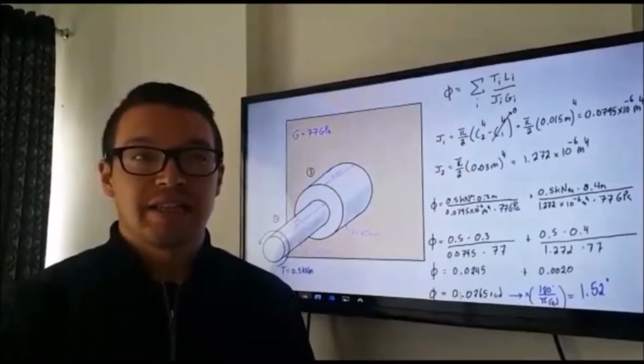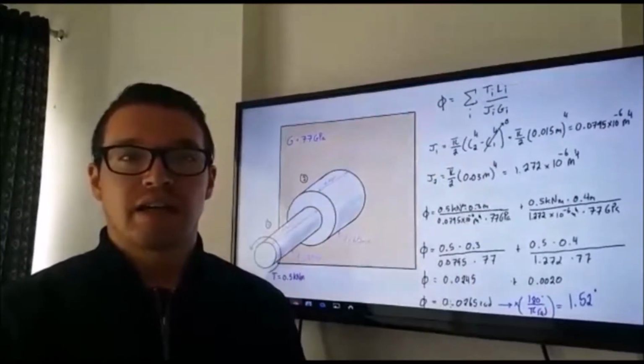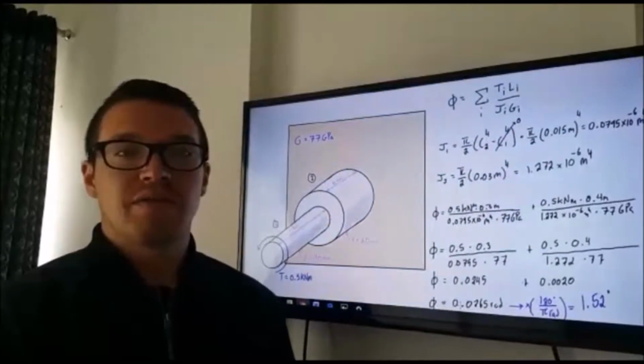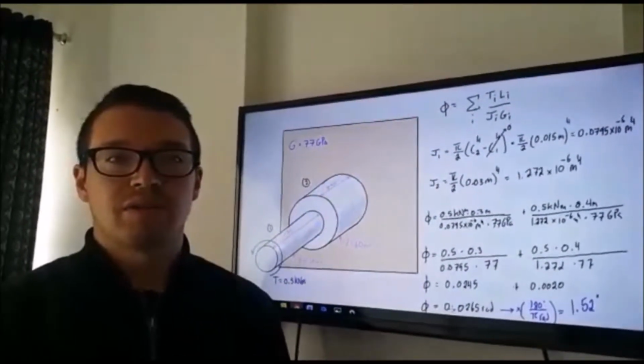Hi everyone. In this video we want to find the angle of twist at the free end of the shaft that's behind the spline. Here we have two different cross-sectional areas, so we use our angle of torsion formula.